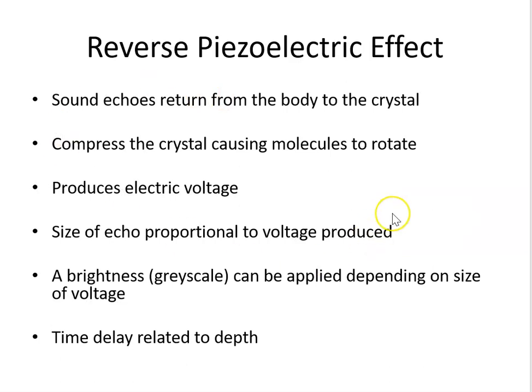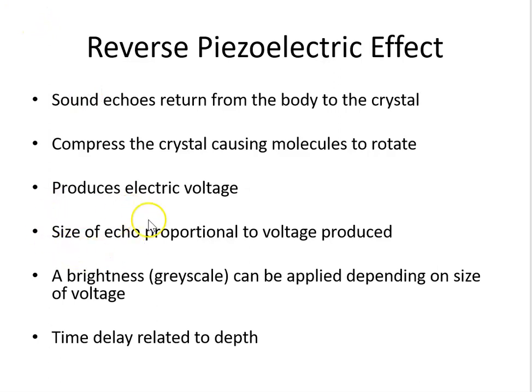And this slide explains the reverse piezoelectric effect. So the sound enters the body, hits some structure, echoes back, and heads towards the crystal where the sound started from. As the sound wave hits the crystal, that slightly compresses the crystal, causing the molecules to change shape, and that produces a tiny electric voltage which can then be used as a detector for the receiving of sound waves.